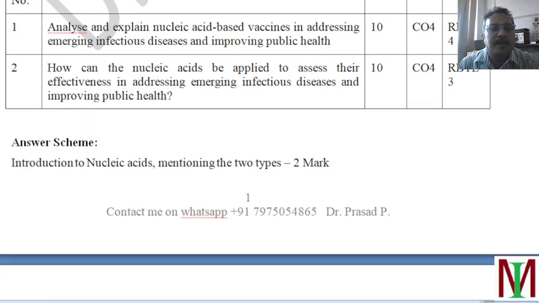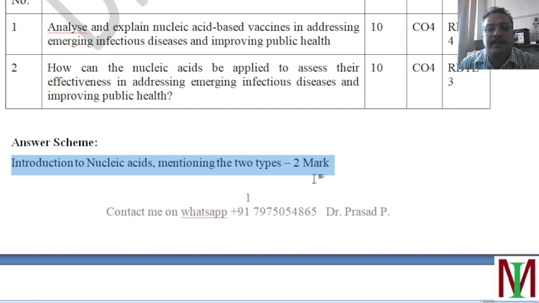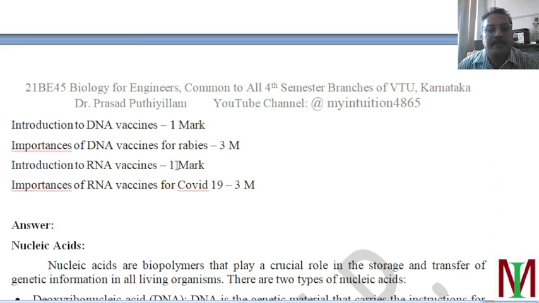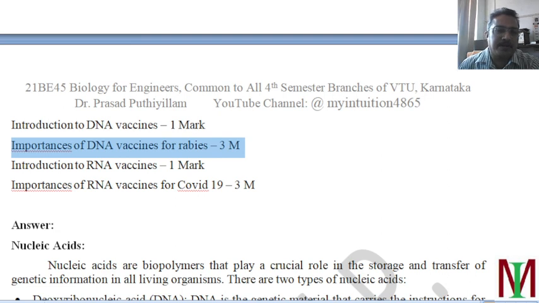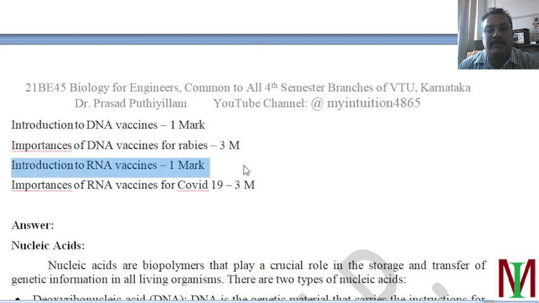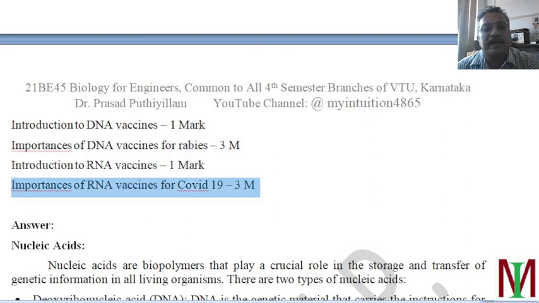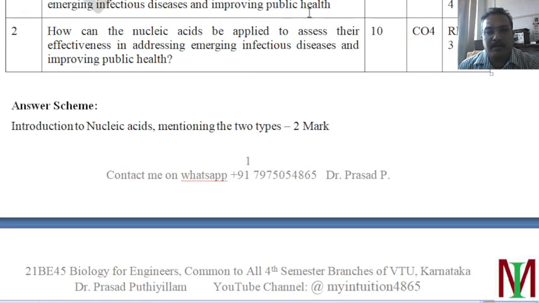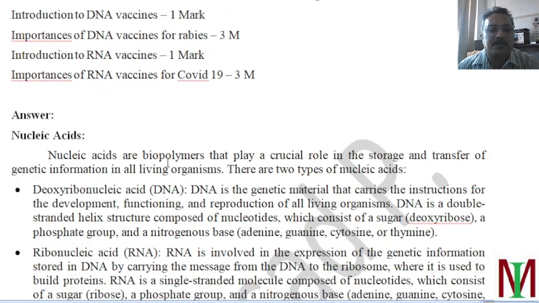Now the answer scheme, how the answer can be distributed, possibly not exactly. Introduction to nucleic acid, mentioning the two types, DNA and RNA, and what nucleic acids generally are: 2 marks can be given. Introduction to DNA vaccines, I can give 1 mark. So 2 plus 1, 3 marks over. Importance of DNA vaccine for curing rabies, that can be given 3 marks. Introduction to RNA vaccine, 1 mark, and importance of RNA vaccine for COVID-19, that covers 3 marks. So if you write this much, it will answer either of these two questions. Each question is given 10 marks.